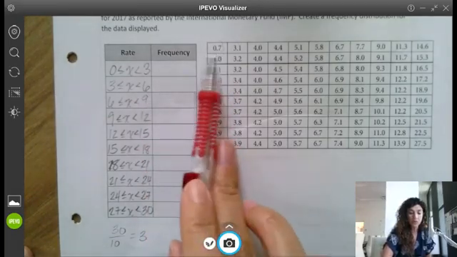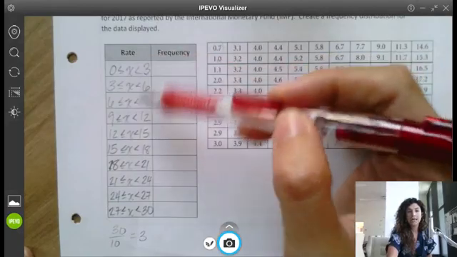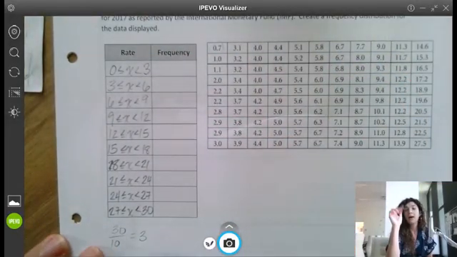Now we need to go through and count how many of these numbers are in these ranges. So we're going to go ahead and go through and count them. Pause the video right now and go ahead and count them. I'm going to come back and tell you the numbers that I found.